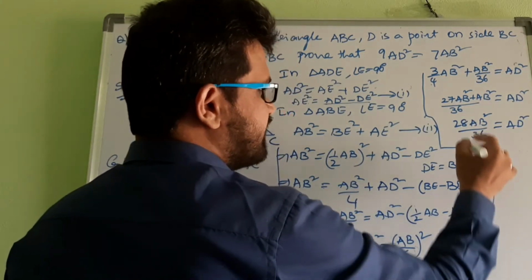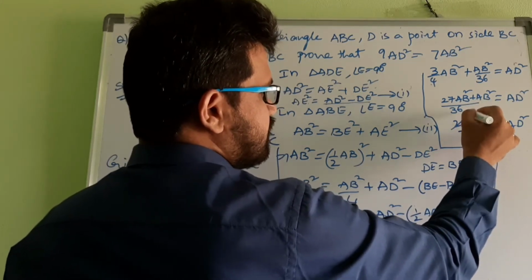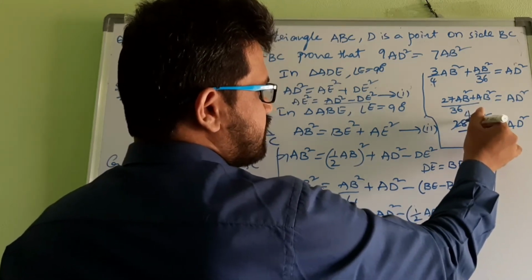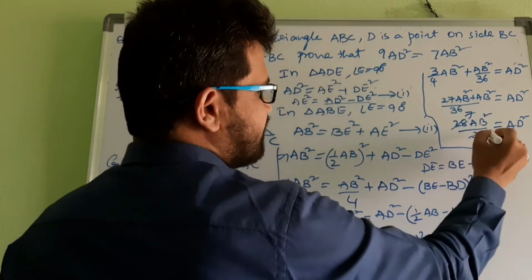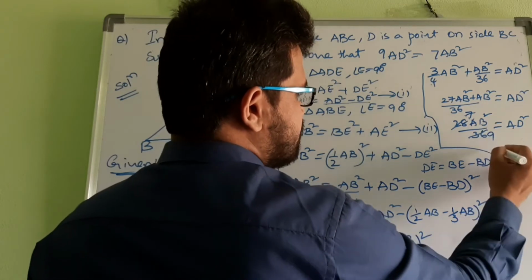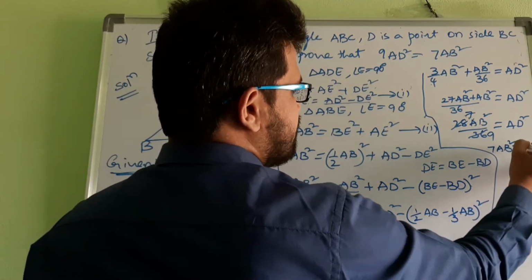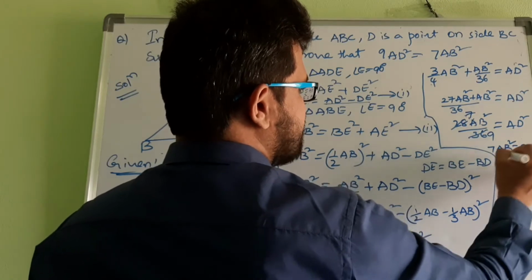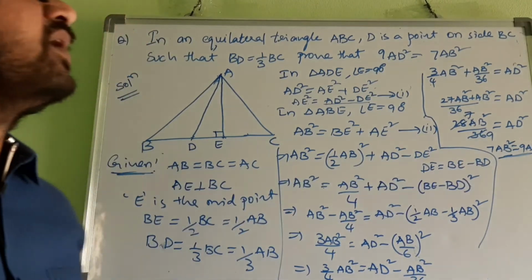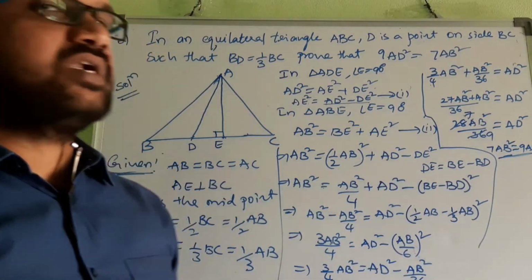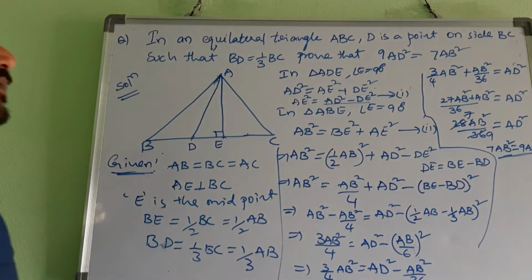Right? And next, we can cancel using the 4 table: 4 7s are 28, 4 9s are 36. So 7AB square is equal to 9AD square. Hence proved. 9AD square is equal to 7AB square. Okay, note down this 4 marks question.